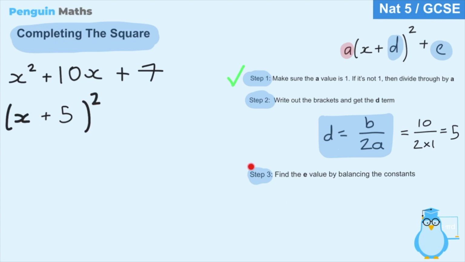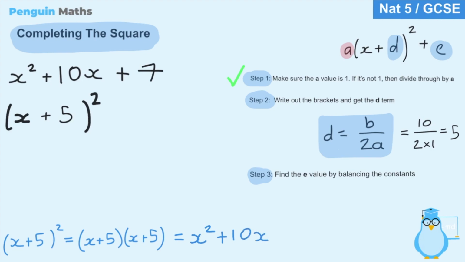And now we have to do step 3, which is finding the e value by balancing out the constants. So what we have to do is multiply out the brackets, and we know that x plus 5 squared is just the same as x plus 5 times x plus 5, and that will give us x squared plus 5x plus another 5x, which is 10x, and then finally 5 times 5 gives us 25.